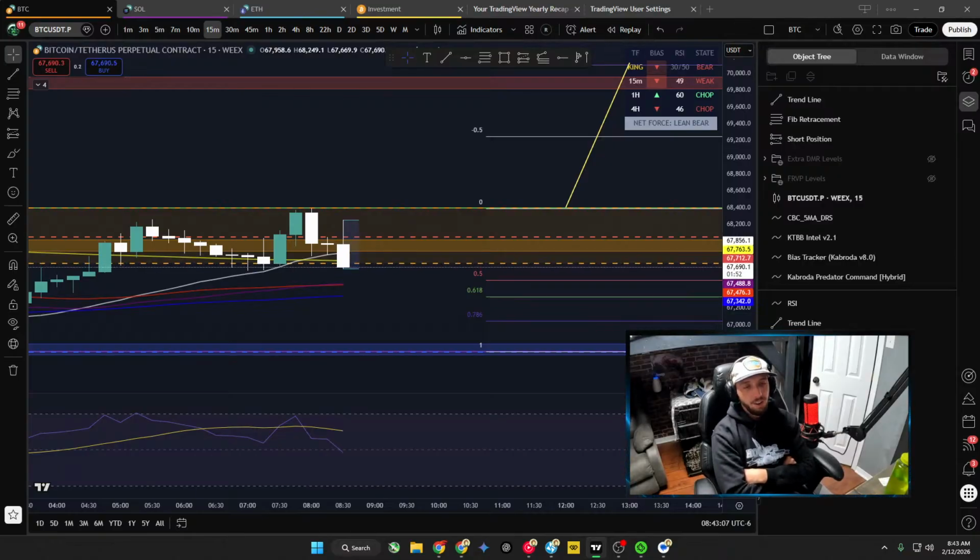Got another 2 minutes or so. Another 2 minutes, get the close, and then we'll see which way we break out. If we break out to the upside, break out to the downside. Just a little bit of price action watching here.